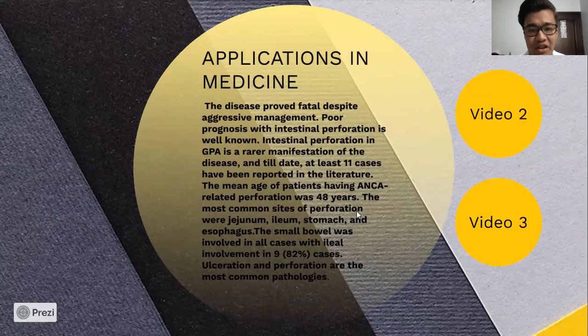The mean age of patients having an ANCA-related perforation was 48 years. The most common sites of perforation were jejunum, ileum, stomach, and esophagus. The small bowel was involved in all cases with ileal involvement. In 82% of the cases, ulceration and perforation were the most common pathologies.